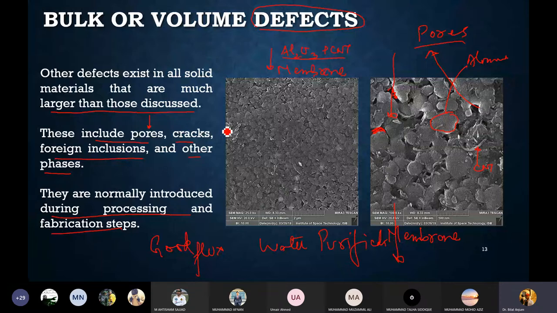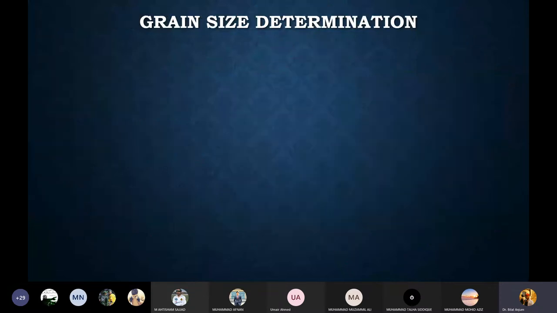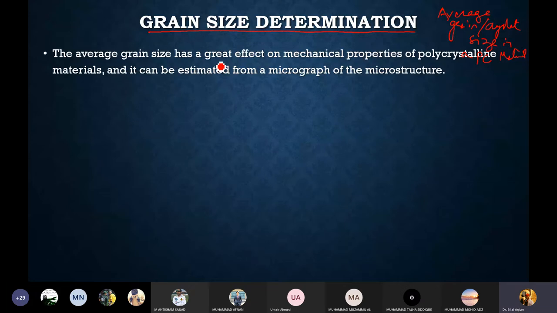Moving on to the last half of this session, which is related to grain size determination. This is an exercise that would help us determine the average grain or crystal size in a polycrystalline material. Average grain size, why do you think it is important?